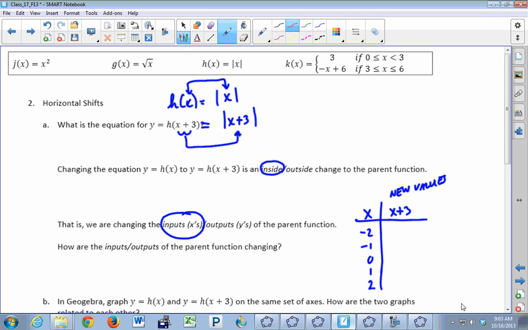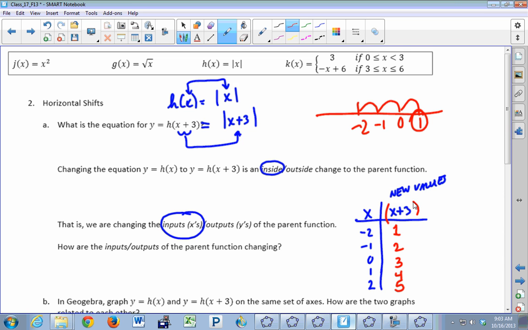So what would this first x value look like? Instead of -2, what would it now look like? I'm adding 3 to -2. So what would it be? -2, add 3: +1. Okay. -1, add 3: 2. 0, add 3: 3. 1, add 3: 4. 2, add 3 is 5. Okay. So notice I've changed my inputs before I even go in and do an absolute value.